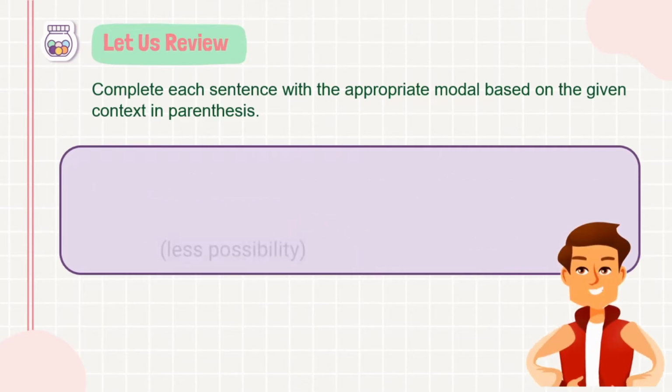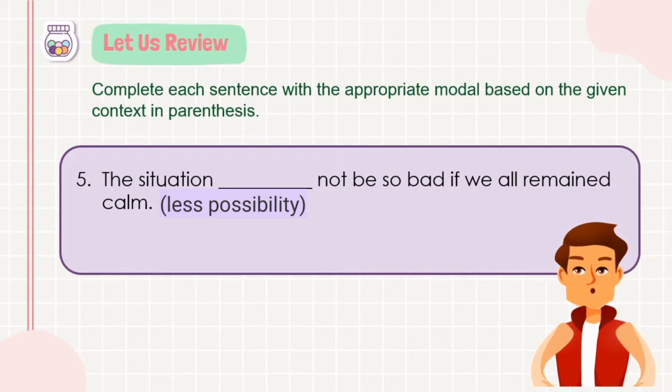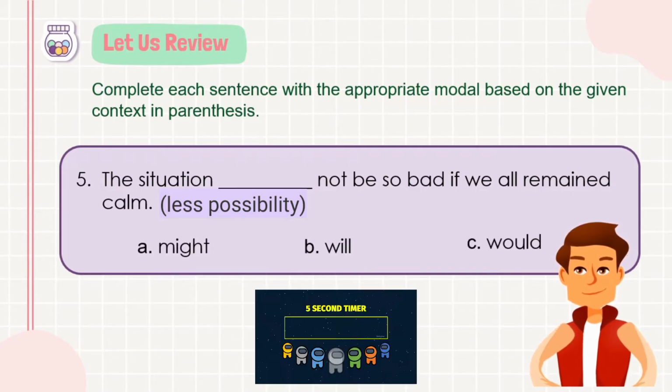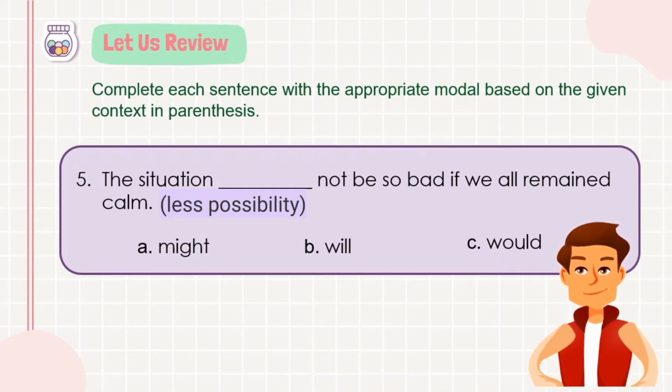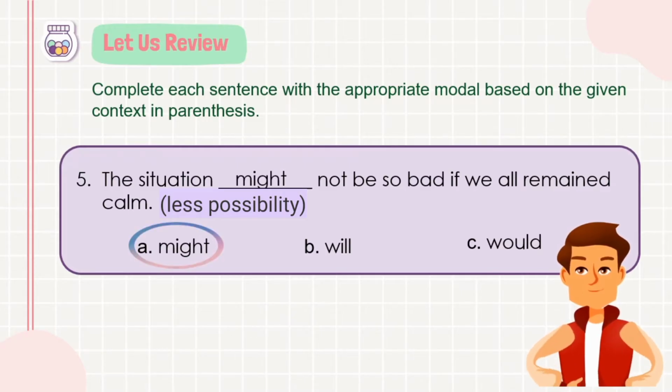The situation blank not be so bad if we all remain calm. So what modal verb should be used that expresses less possibility? Is it A, might; B, will; C, would? The correct answer is letter A, might. Correct.